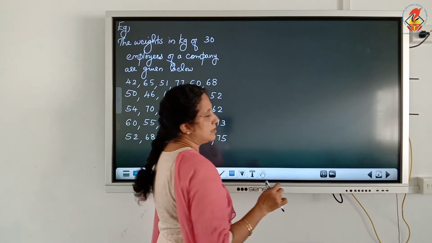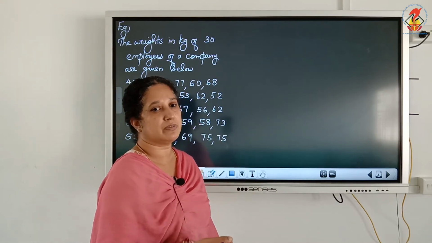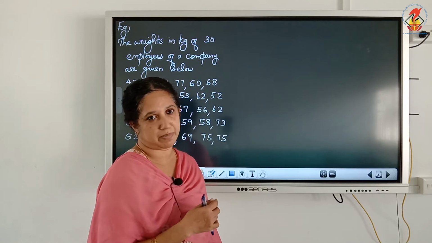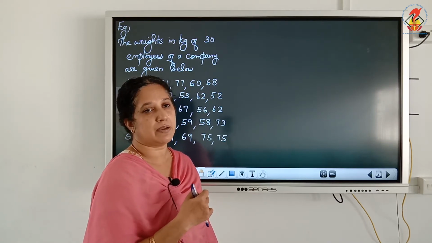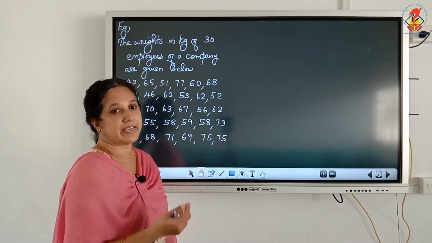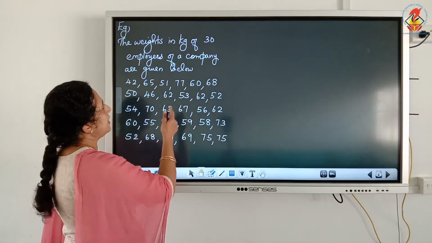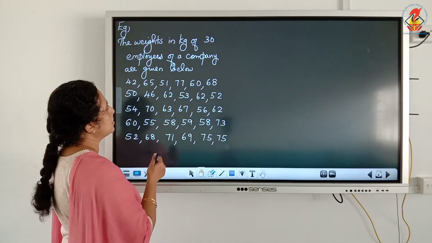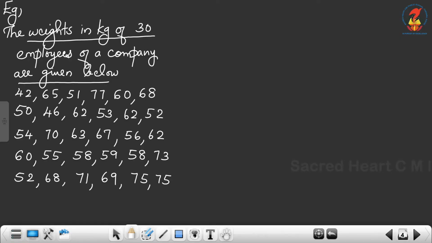Suppose the number of observations is large. Then it is very difficult to make a frequency distribution table, because we have to enter each observation, so the table would be too long. Then in that case, how can we organize the data? Now, look at this example. The weights in kilogram of 30 employees of a company are given below.